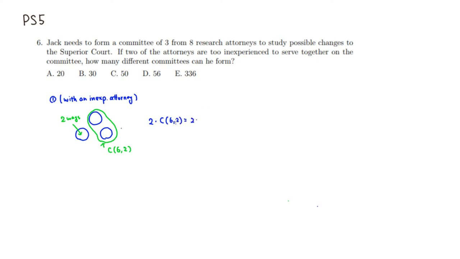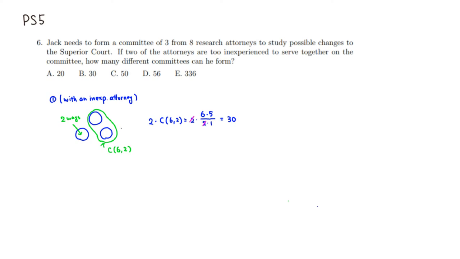Combination 6, 2 is 6 times 5 divided by 2 factorial, so 2 times 1. You can cancel the 2 on top and the 2 on the bottom. Then 6 times 5 is going to be 30. So 30 different committees with an inexperienced attorney.